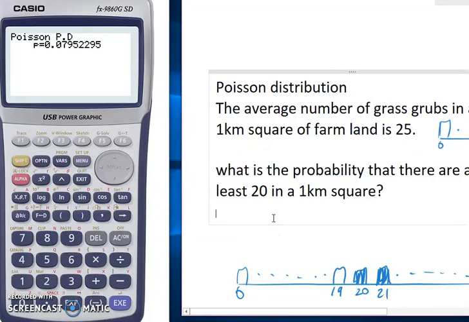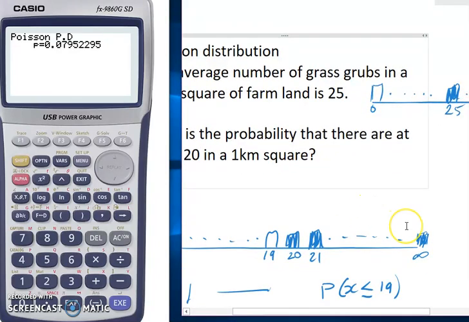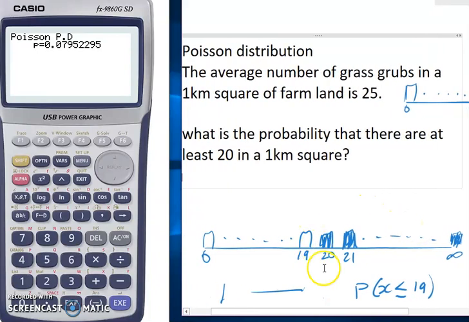Okay, but what if we were doing a cumulative here? This is where it's a bit different. What's the probability there are at least 20 grass scrubs in 1 square kilometre? So I've coloured in at least. Now you know how I said the calculator goes less than or equal to? So all it can do is less than or equal to 19. But we have to remember that all probability is 1. So if we go 1 minus the unshaded pieces, that leaves us the shaded pieces, and that's what I've written here. 1 is all probabilities minus the unshaded. So the calculator likes X less than or equal to 19.